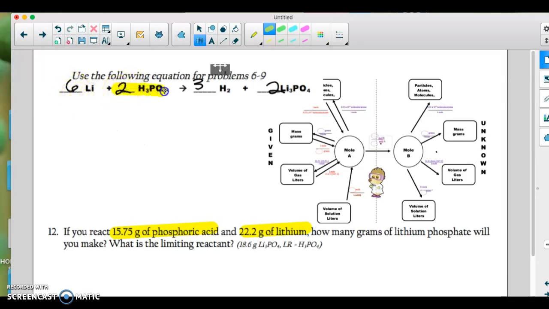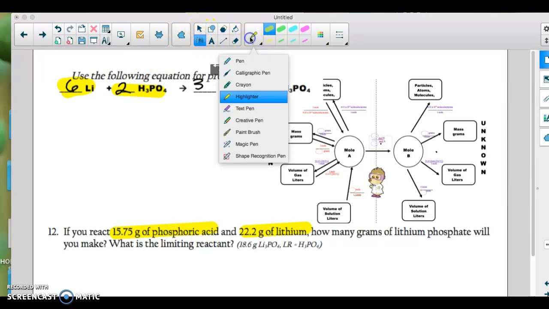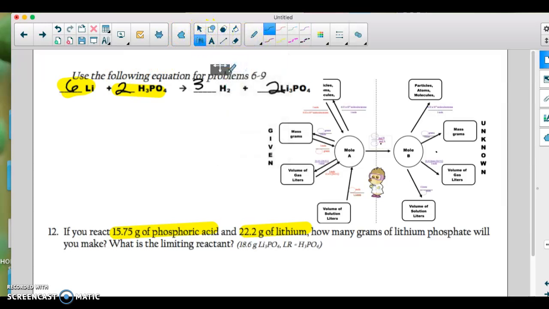So we have 15.75 grams of phosphoric acid and 22.2 grams of lithium. So the question is, how much of these products can I really make? And which one of the two am I going to run out of? Because whichever one I run out of will then stop the reaction, and that's the limiting reactant, and that's the one that determines how much product I can make.